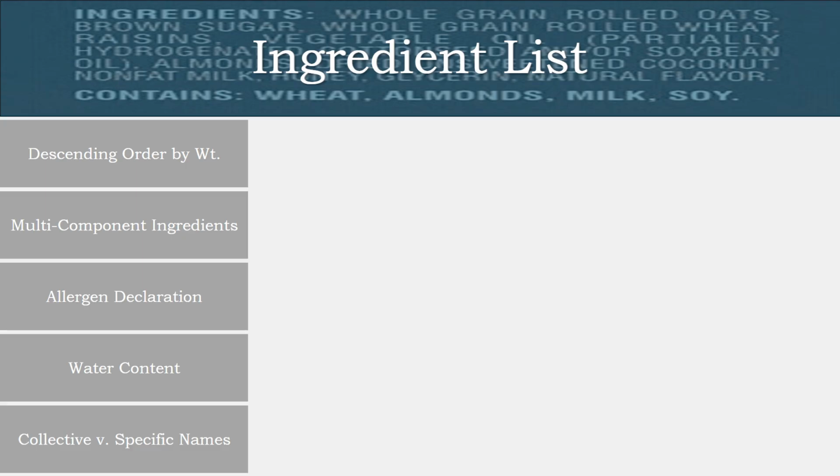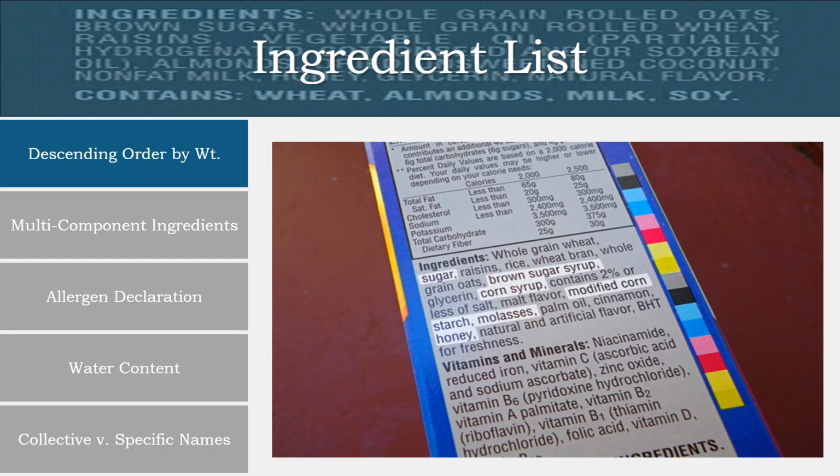Food ingredient list labeling requires itemizing ingredients, proper labeling for multi-ingredients, declaring major allergens, identifying when water is added, and suitable declarations for spices and flavorings. The details of these requirements for ingredient list labeling include descending order by weight. Ingredients must be listed in order of their predominance by weight, with the ingredient that weighs the most appearing first.